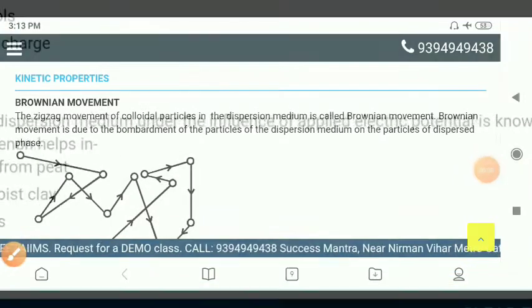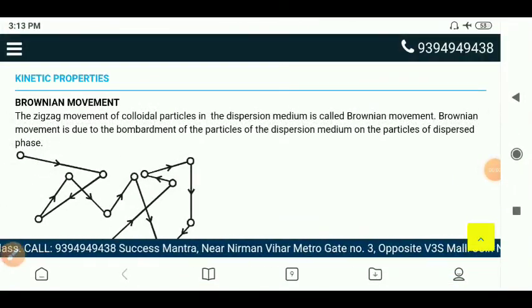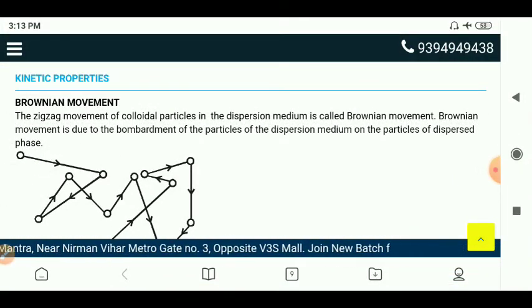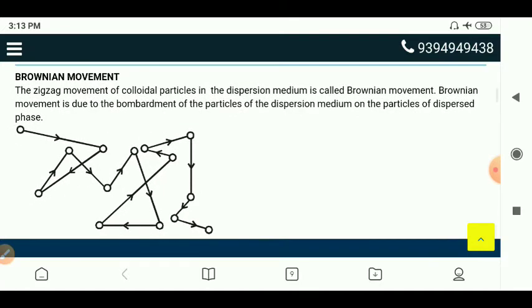Third special type of property of colloidal particles is the kinetic property. Kinetic means movement of the colloidal particles. The movement of colloidal particles can be explained by Robert Brown. So already you studied in the lower classes, that is called as Brownian movement. So what is the Brownian movement? The zigzag movement of colloidal particles in the dispersed medium is called Brownian movement.